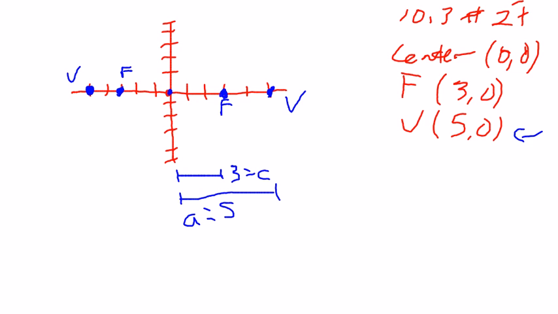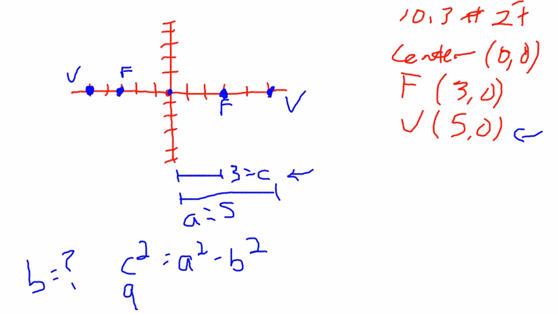So, I need to figure out what is B. B equals what? So I'm going to use C squared, the thing that looks like Pythagorean theorem, equals A squared minus B squared, and plug in these values. So C is 3, so C squared is 9. A is 5, so A squared is 25, and then minus B squared.